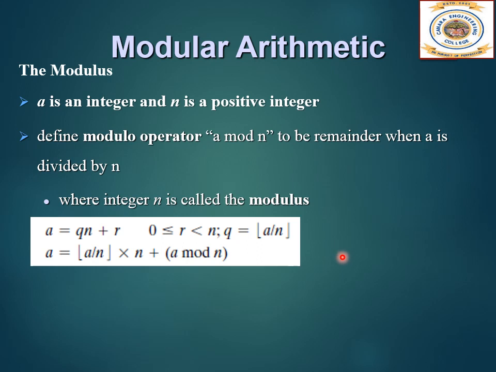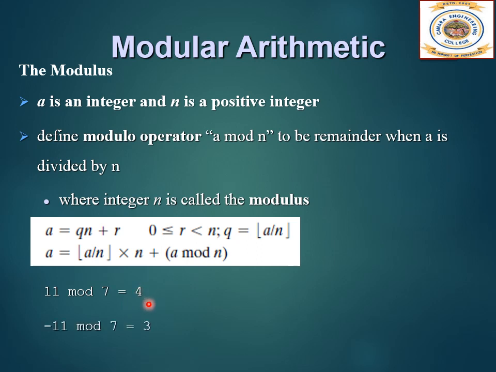So let us just see an example over here. What is 11 mod 7? 11 mod 7, how do you get this 4? When we divide 11 by 7, what is the quotient? Quotient is 1, right? What is the remainder then? Remainder is 4. So that is how we get this as 4.